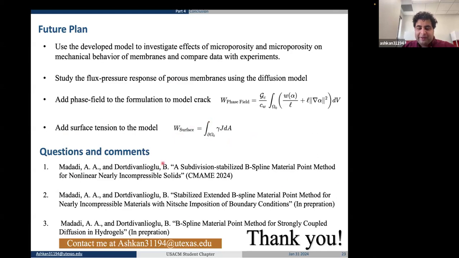We have published 1 paper on this work in CMAME in 2024 and are preparing 2 more papers. These are our immediate goals now. Thank you.